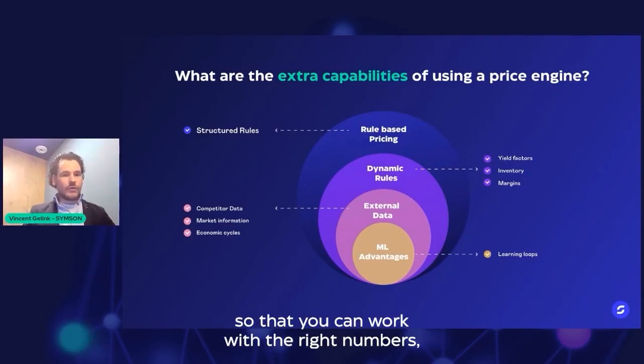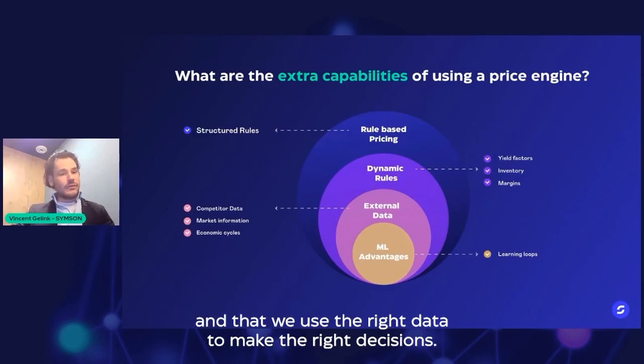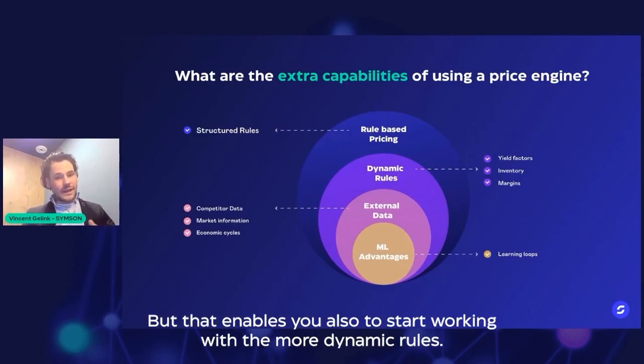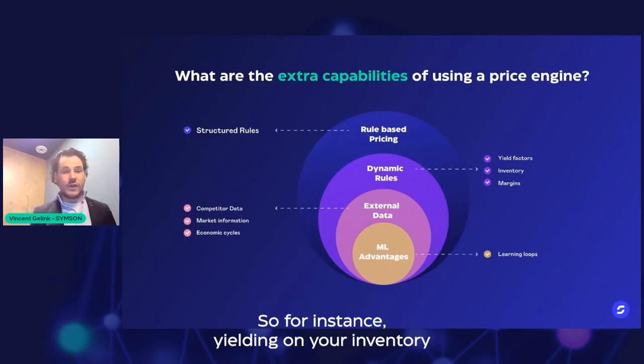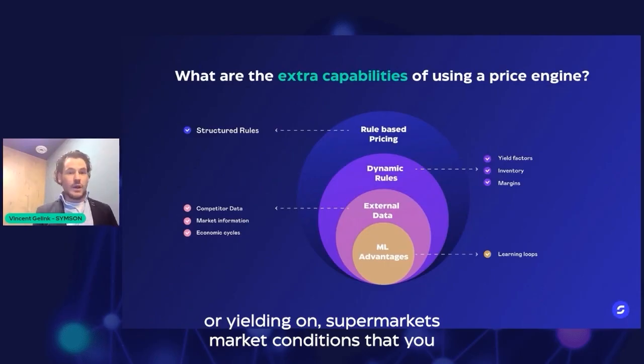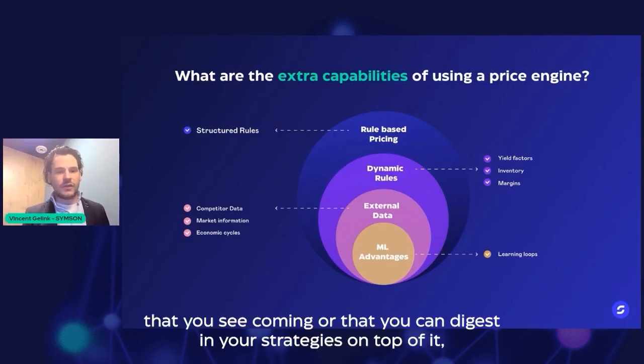And that is actually the first step of the fundament that you want to have in place and automated so that you can work with the right numbers and use the right data to make the right decisions. But that also enables you to start working with the more dynamic rules. More dynamic rules can be that you want to yield on certain factors. So, for instance, yielding on your inventory or yielding on certain market conditions that you see coming or that you can digest in your strategies.